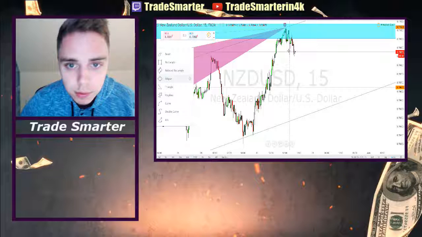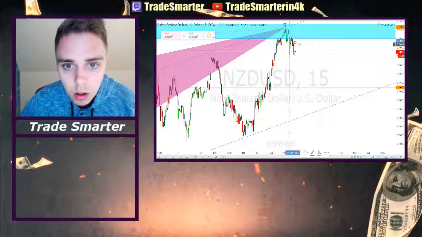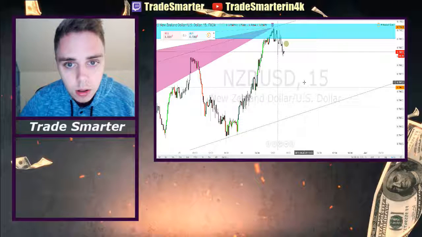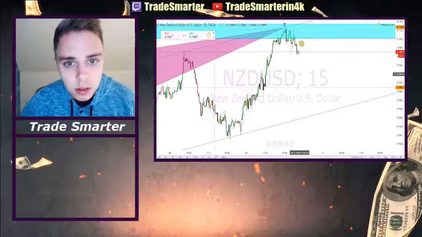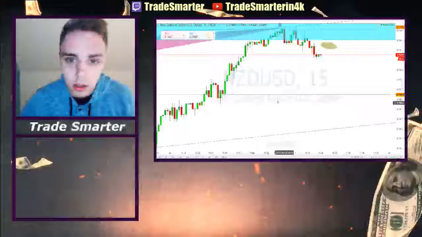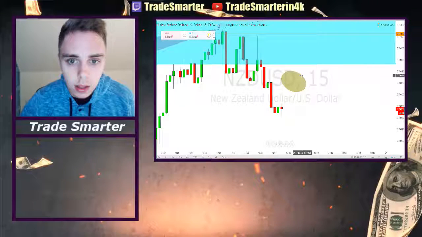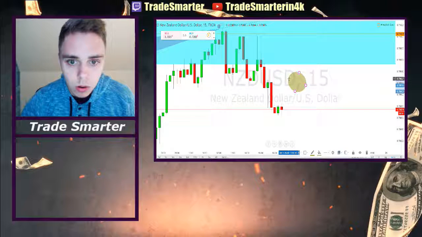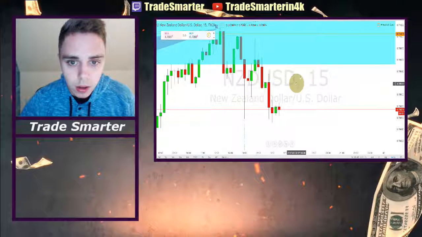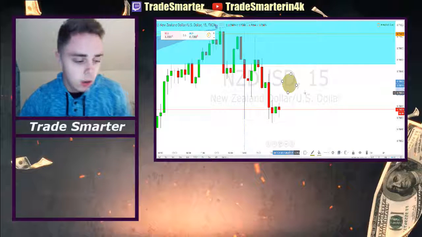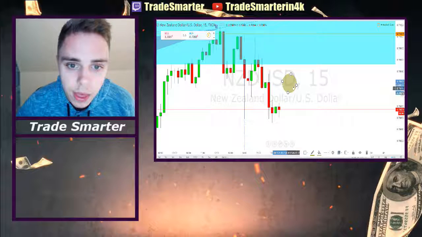I'll put an ellipse for it. It should hit that ellipse right there. If it does, then you should get in. I recommend getting in at least. Like I said, I'm not allowed to tell you what to do. You do what you want, but I highly recommend that if the price gets back into this zone, into that ellipse, that you sell it.